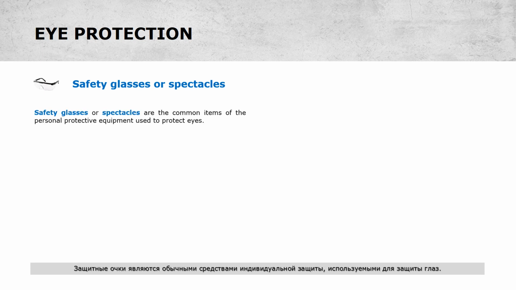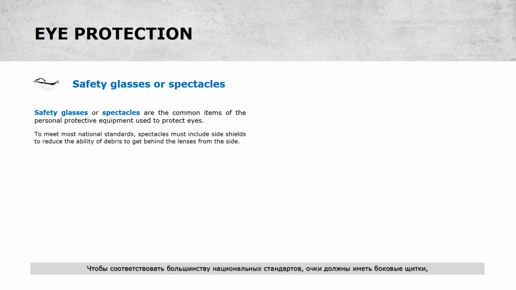Eye protection. Safety glasses or spectacles. Safety glasses or spectacles are the common items of the personal protective equipment used to protect eyes. To meet most national standards, spectacles must include side shields to reduce the ability of debris to get behind the lenses from the side.